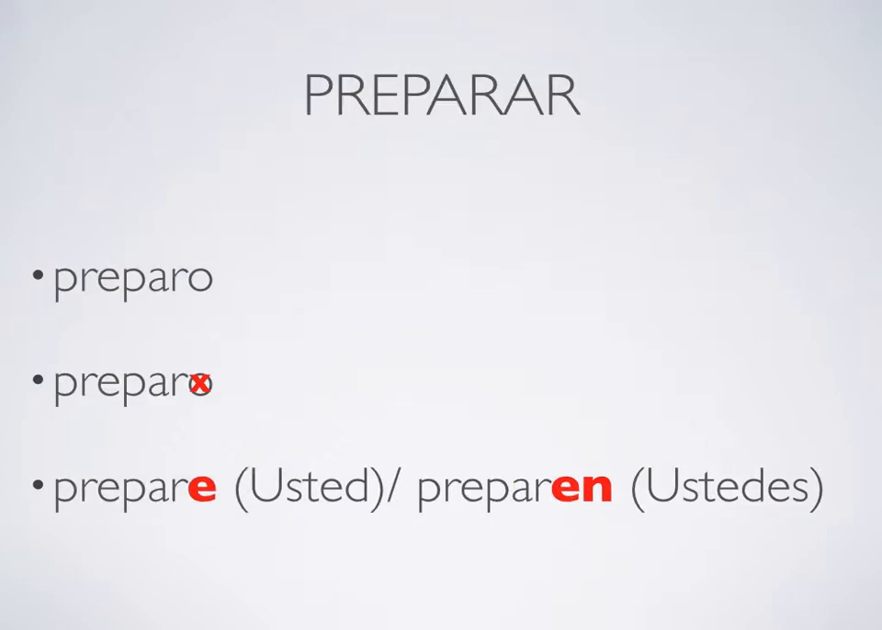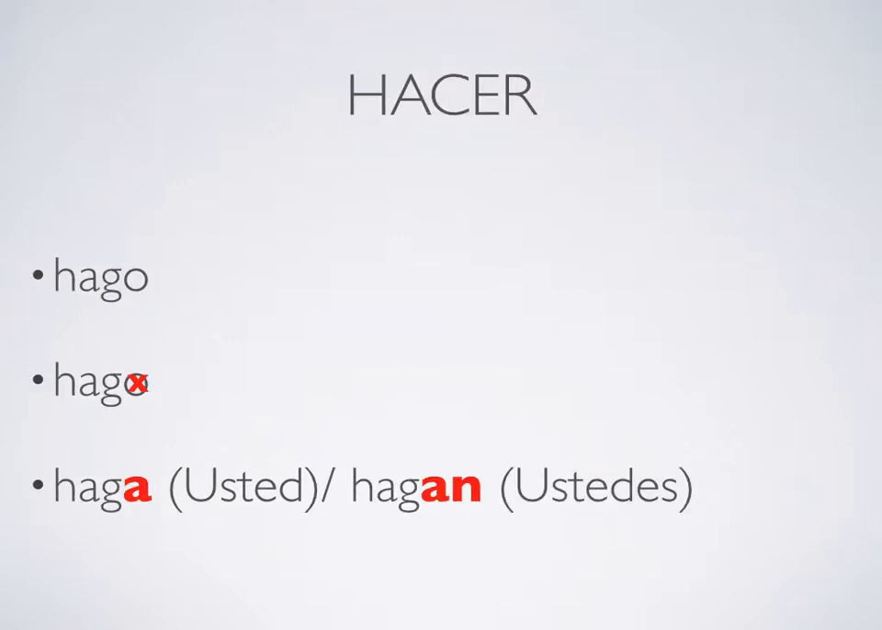For AR verbs, you're going to add an E or an EN. So we have yo preparo, drop the O, and then we have prepare for usted and preparen for ustedes. Now it's important to take the verb in the yo form first because of irregular verbs. So for hacer, we have yo hago because it's a yo-go verb. We drop the O, add the opposite ending. And since it's an ER verb, we add an A or an AN. So we have haga for usted and hagan for ustedes.